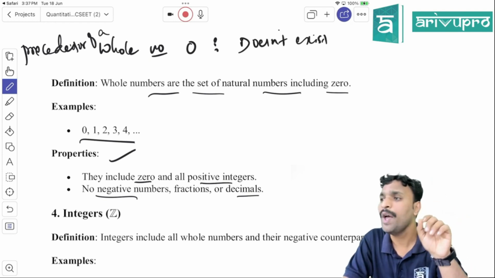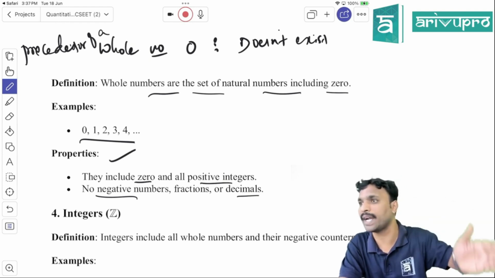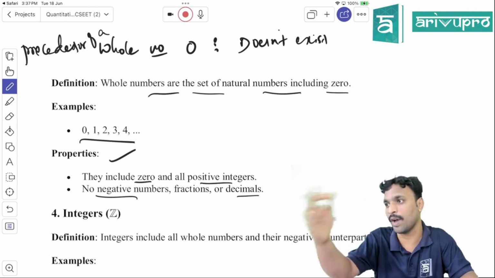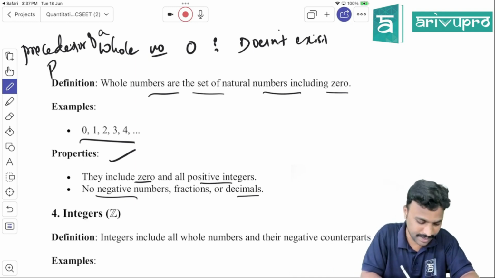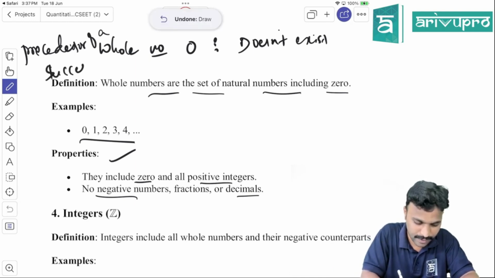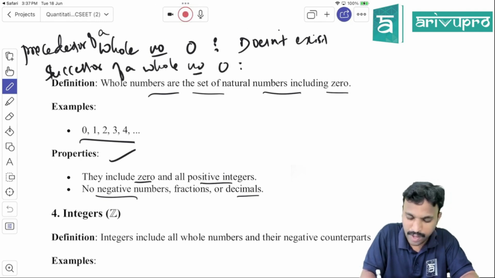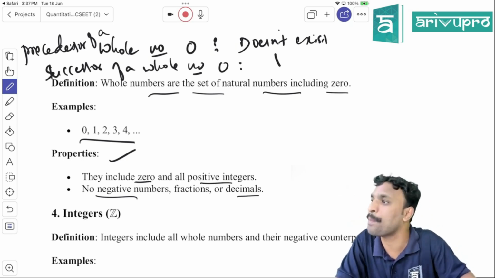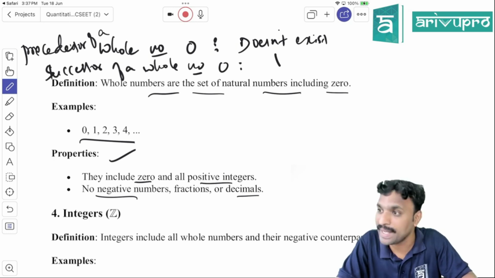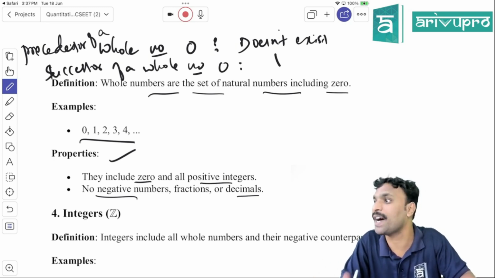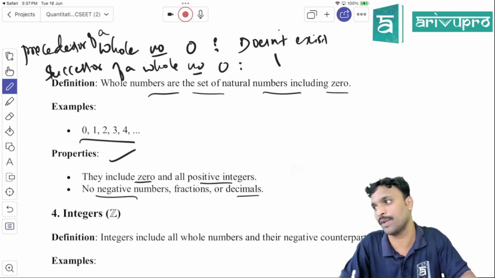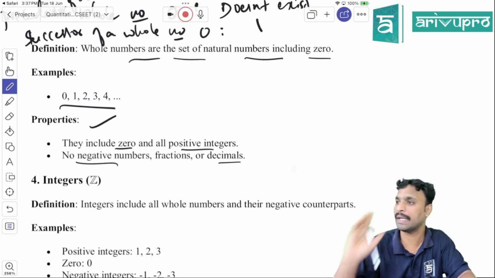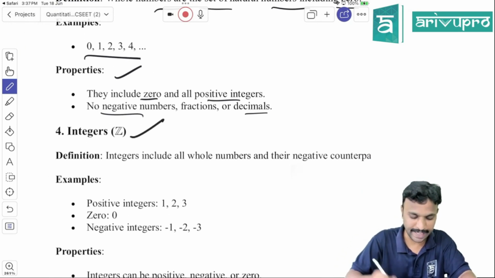What is a predecessor? Immediately before that number. What is a successor? Immediately after that number. What is the successor of the whole number 0? It is 1. What is the predecessor of the integer -1? -2 is the predecessor of the integer -1. The successor is 0. Immediately after -1, what comes is 0. That is for an integer. Clear? Now moving on to integers.